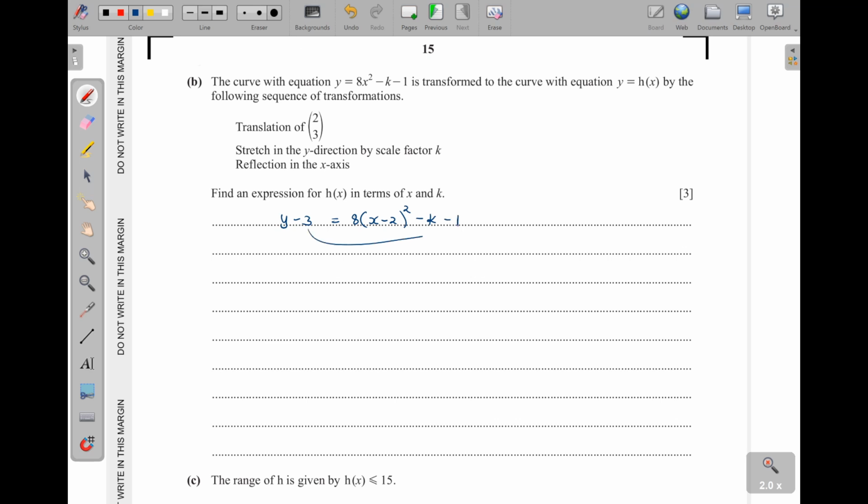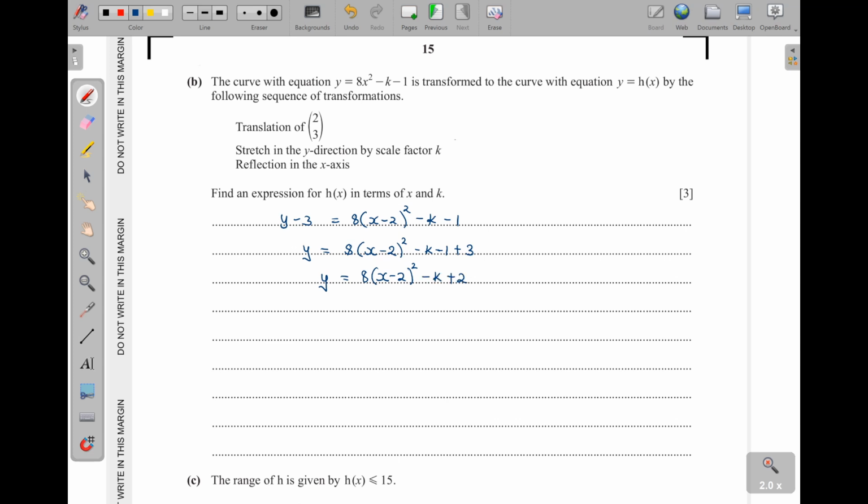And then I can take this one this side. Usually we don't write this one, we just put the 3 this side. So y is going to be equal to 8 into x minus 2 squared, then minus k, then minus 1, then we shall add a 3. So meaning y is going to be equal to 8(x minus 2) squared, and then minus k, then plus 2.